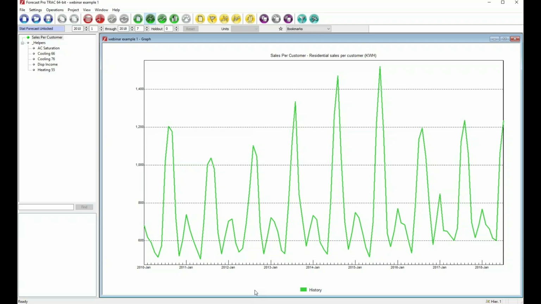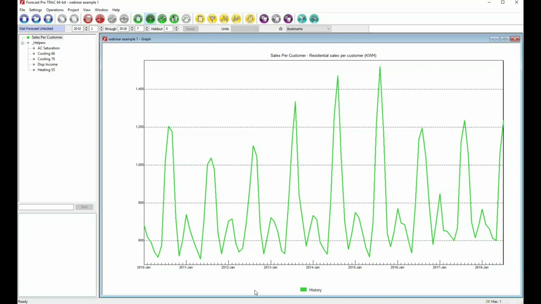XE users out there will be getting an email shortly about how they might be able to upgrade to Forecast Pro 100. But the key thing is that all three of these products will be offering dynamic regression and the functionality that you're going to be seeing today.